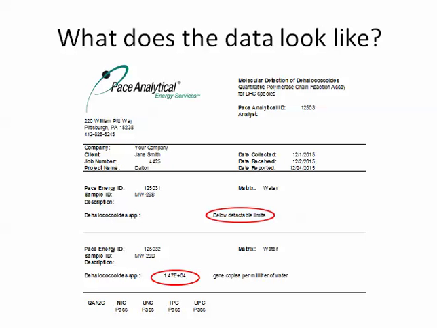So here's what a report looks like. It has all the pertinent information. And as for the report, in this one right here, there was no detection of the target bacteria in well 29S, but there was a detection, 1.47 times 10 to the 4, or 14,700 gene copies per mL in well MW29D.